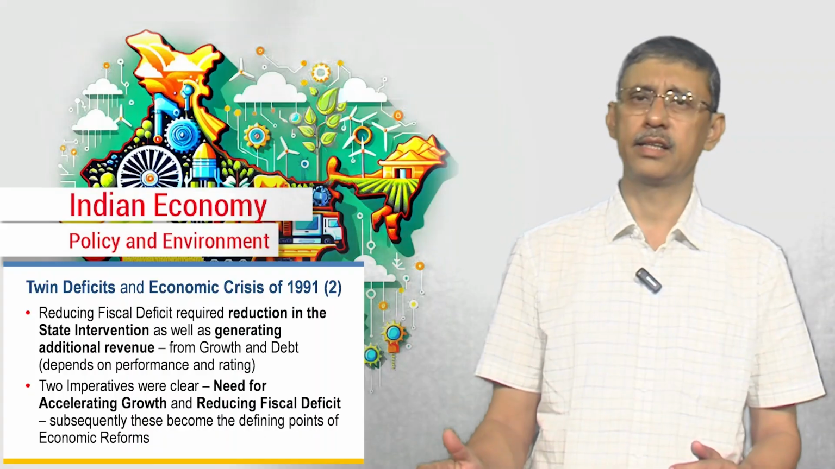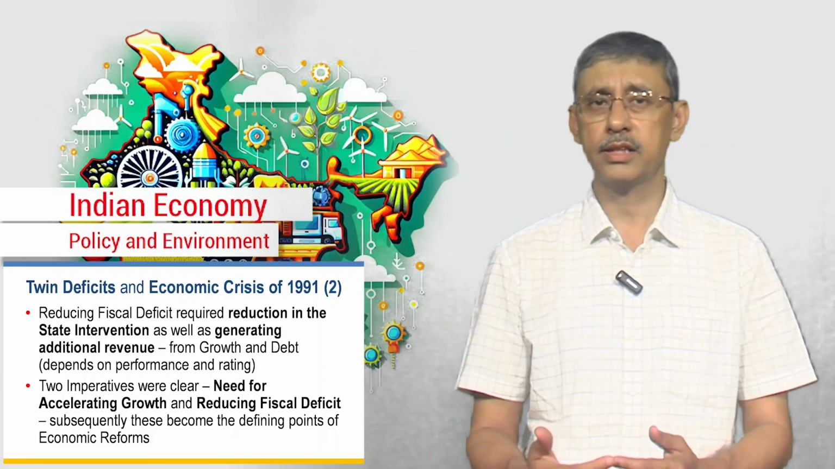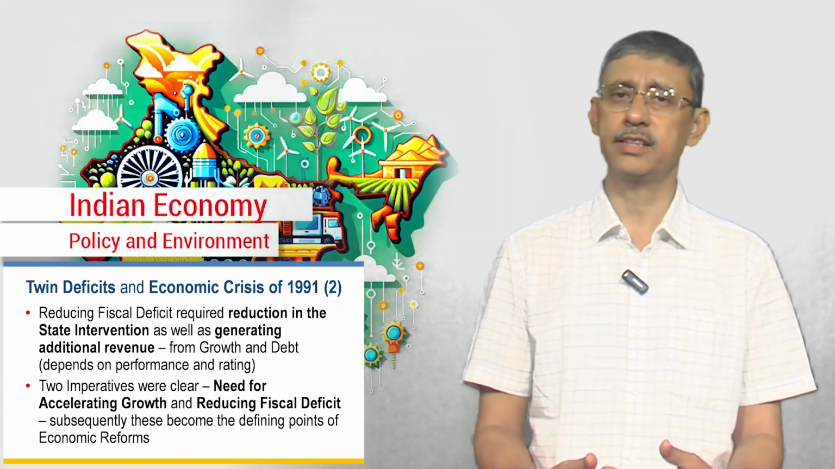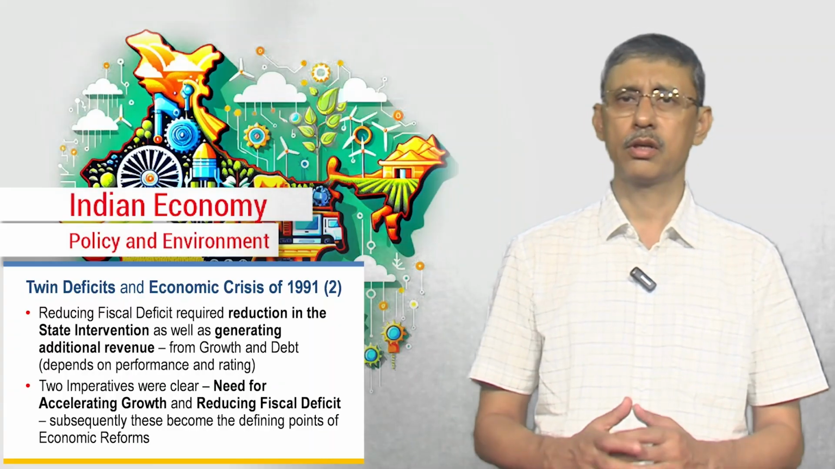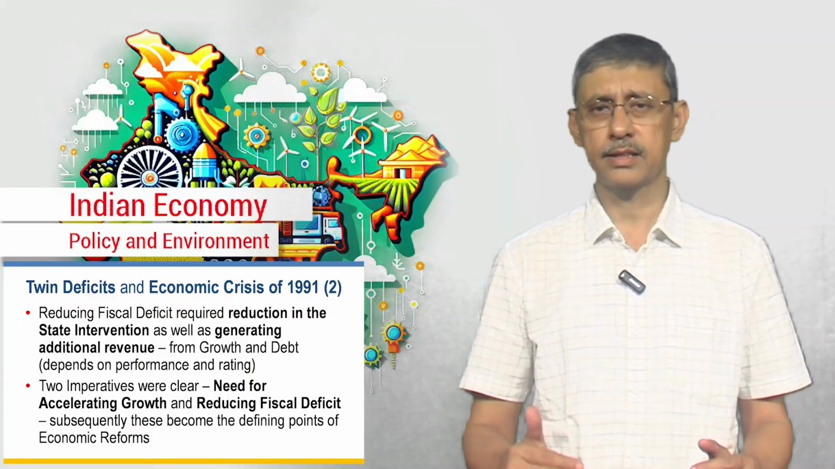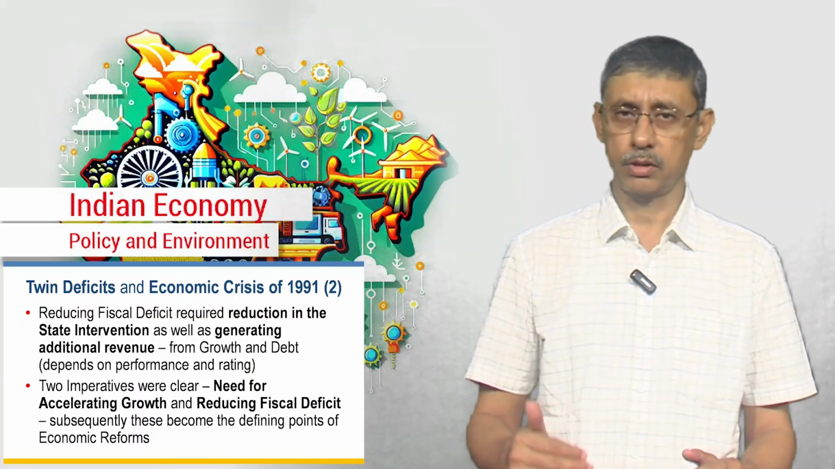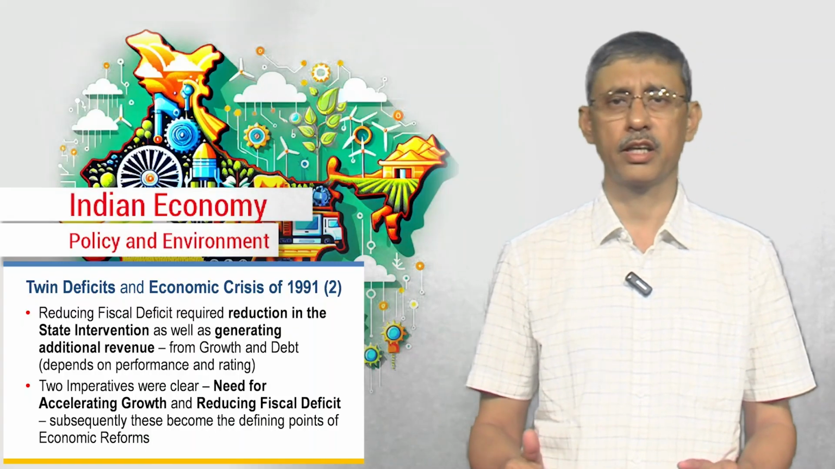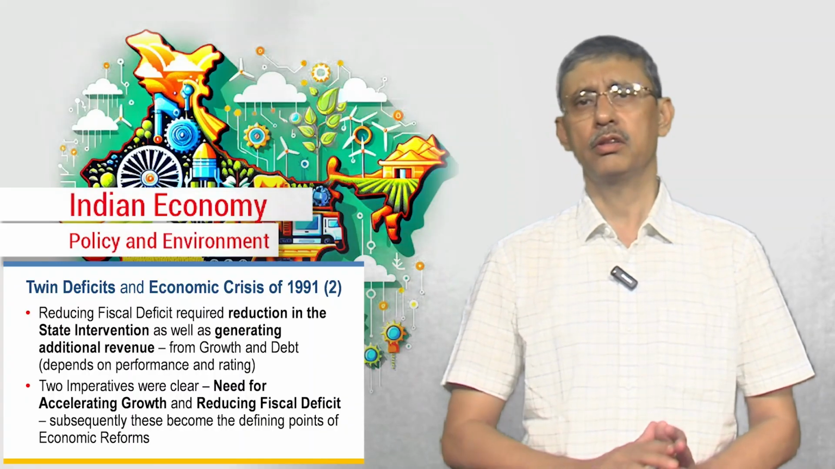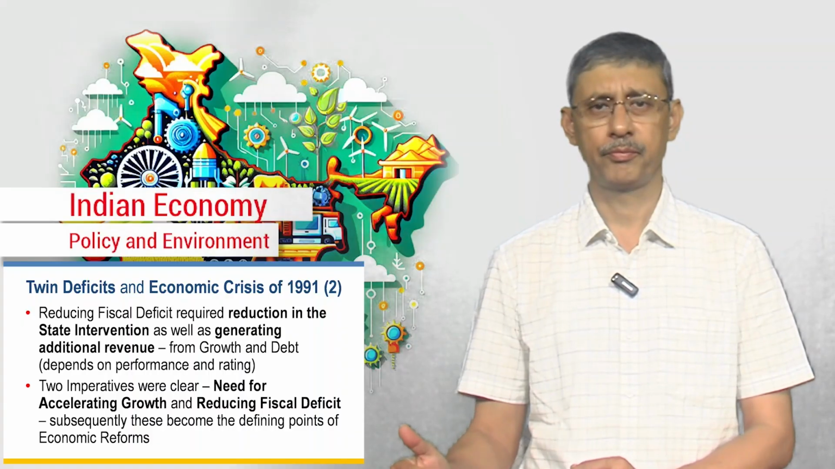And then on the second side, you need to have more resources to bridge the gap. The resources can come from growth, and we tried our best, but growth was not accelerated. So on one side, you have to reduce the expenditure. On the other side, you have to increase the revenue. And the revenue can grow only when economic growth is taking place, and that's not happening. So obviously, you have to rely on another source of revenue, that's debt, public debt.